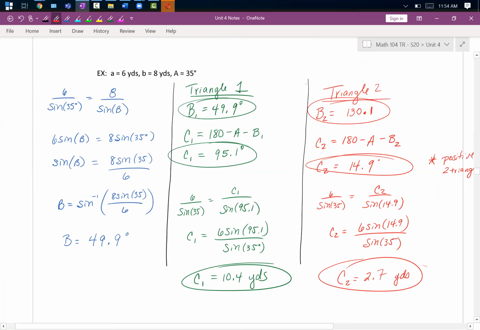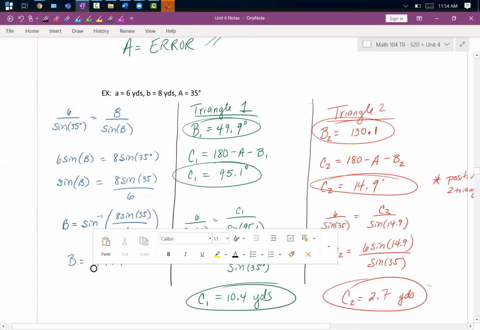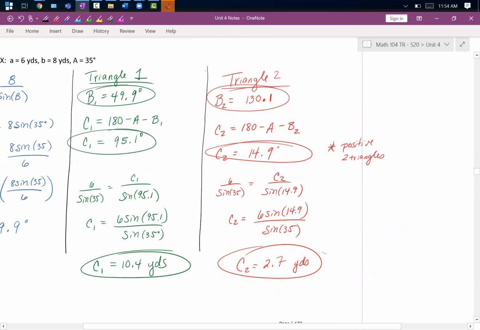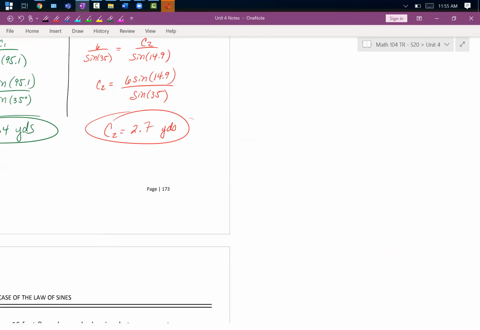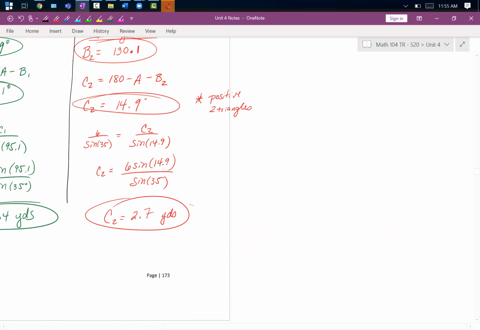Questions, anybody? I'm just having a hard time visualizing it, like when we're talking about different triangles and stuff. Okay. When we're in class, I bring sticks and stuff. I do it with sticks.